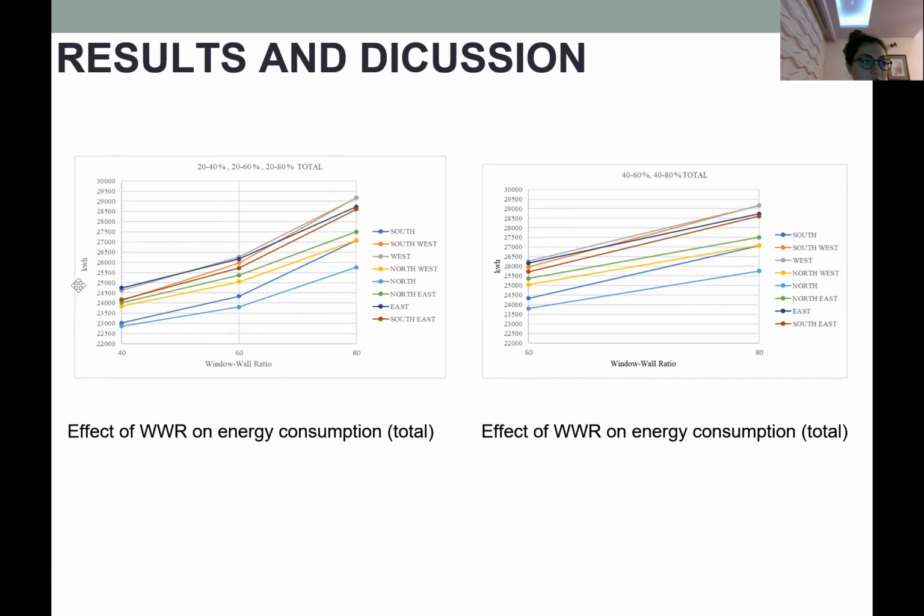shows the total energy. It illustrates total energy consumption for each specified facade when assuming the window-to-wall ratio remains constant at 20% on the opposite side of the discussed facade. The effect of changing the WWR on the total annual energy consumption is different from the amount of the heating or cooling load.